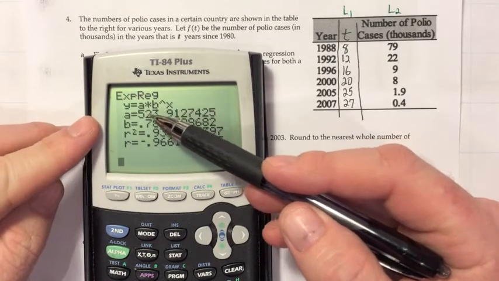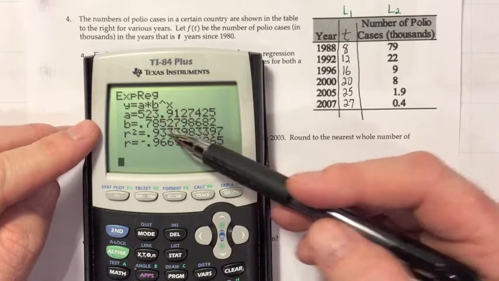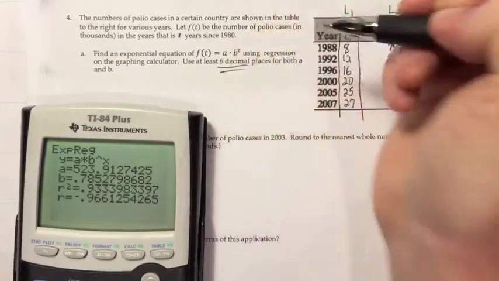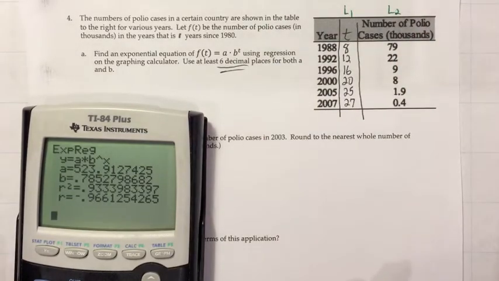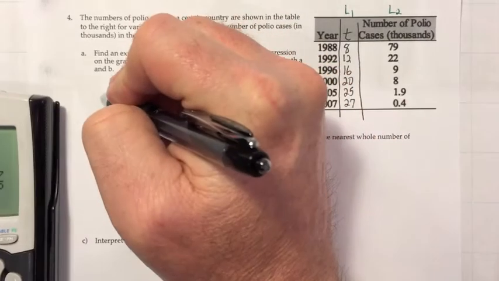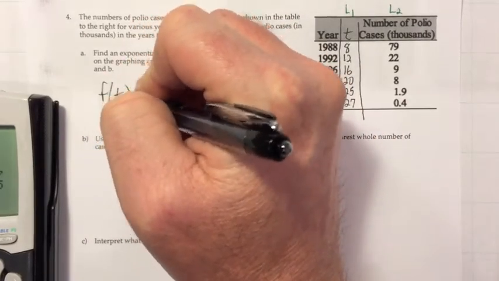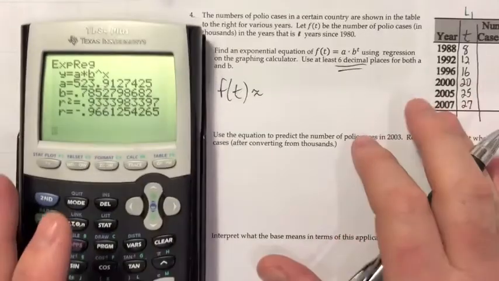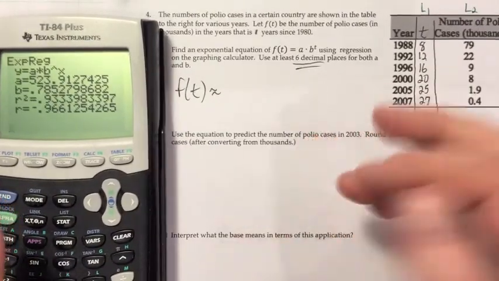It'll show me the format, y equals a times b to the x, and it'll tell me what a and b are. And then we're going to round to whatever they said, which is a lot of decimal places in this case, so 6. And they want function notation where the input is t. So I'm going to say f of t is approximately equal, and then I'm just going to pull these numbers in. So let me slide this over a little bit so we can see both.